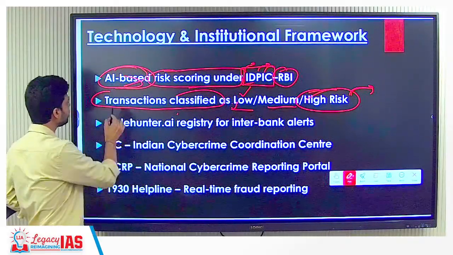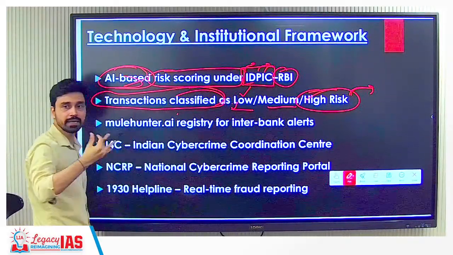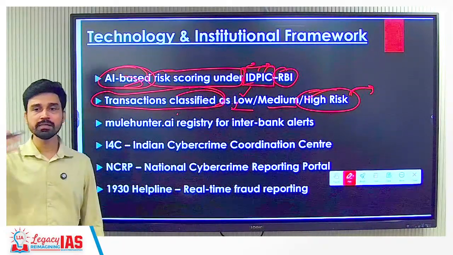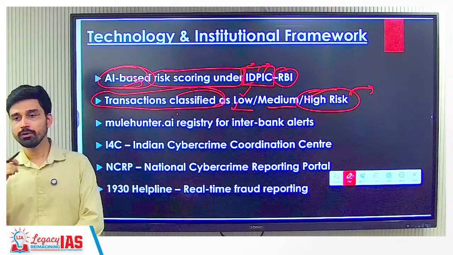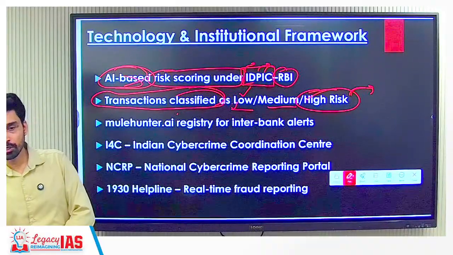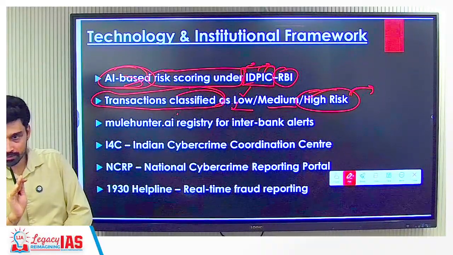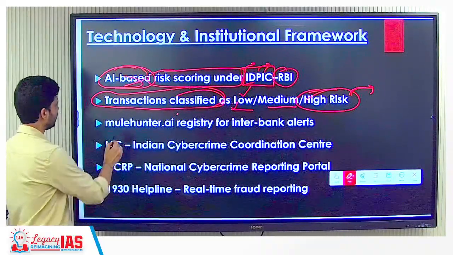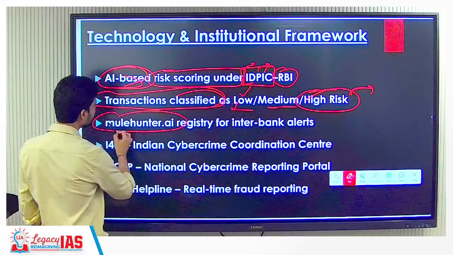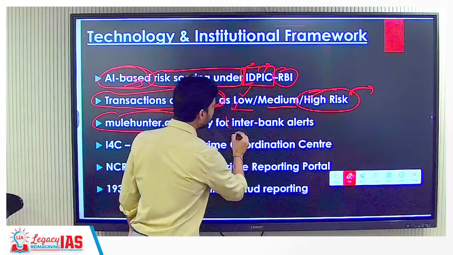That's why the AI is basically analyzing the data, right? Your entire financial history will be analyzed. Based on that, if some high level transactions are seen in your account, it would be flagged as high risk, or medium risk. Also, they have registered mulehunter.ai. It is for interbank alert.